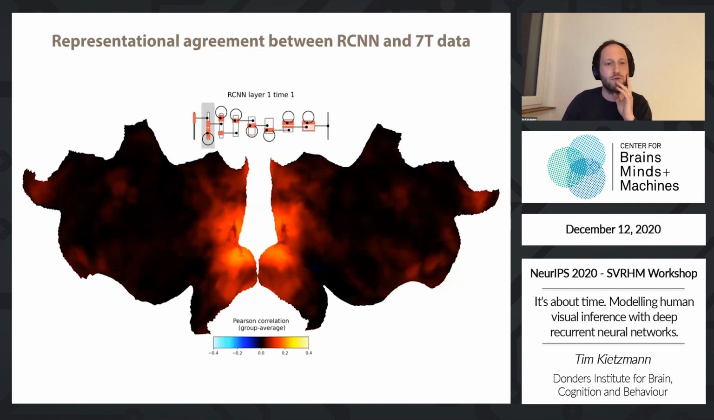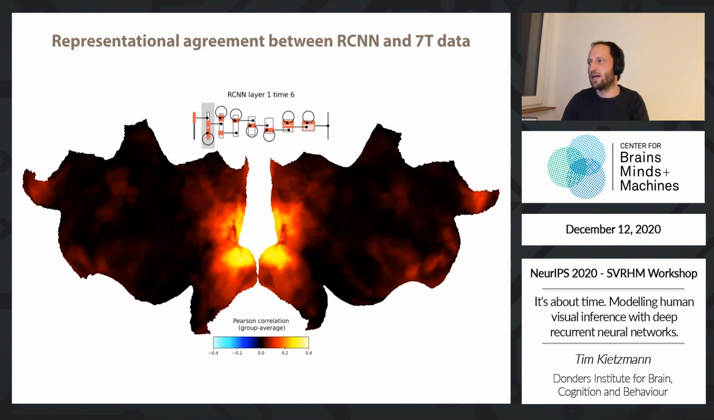So this is the representational agreement between the recurrent CNN and the 7 Tesla data on this NSD data set. And it's going to show 8 time points per layer before jumping on to the next layer. And you can see marked in gray what the current layer is. So let's look at this movie.